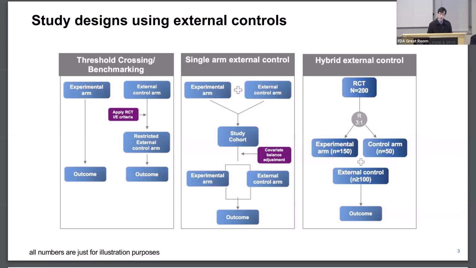And finally, on the right-hand side, you have a hybrid external control design, which is the one that we would talk about today. You have 200, for example, randomized control trial subjects, and then you split it into, for example, 3-to-1 randomization, and then having 150 in the experimental arm and then 50 in the control arm. But unlike the typical randomized control trial setting, you also incorporate and augment the control arm with external controls. In this case, for example, you have roughly 100. And then you would run this trial and read the outcome.